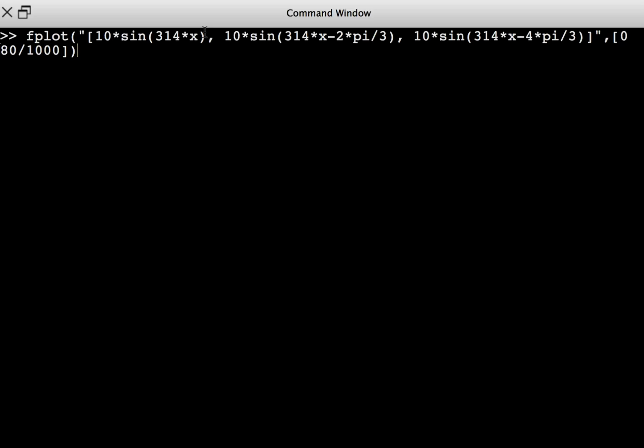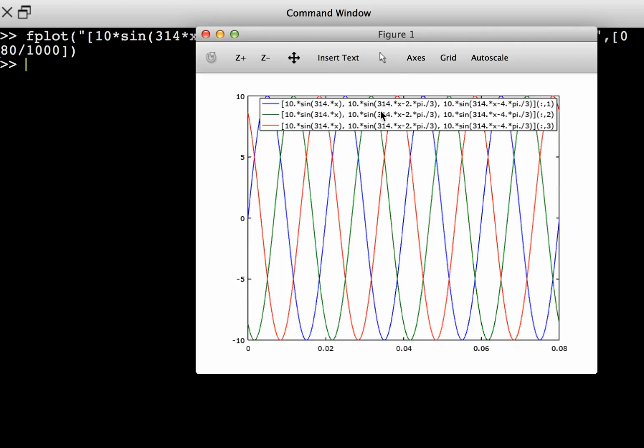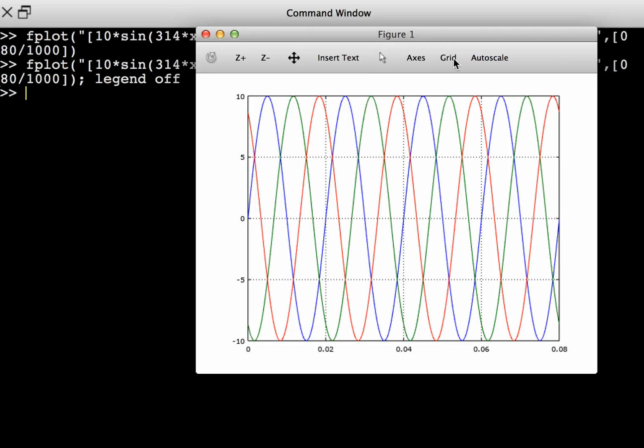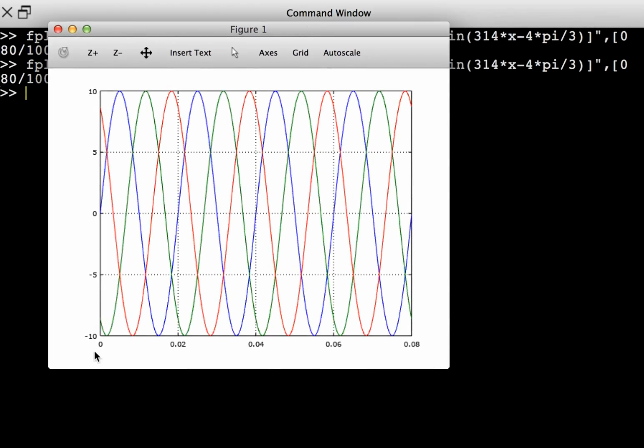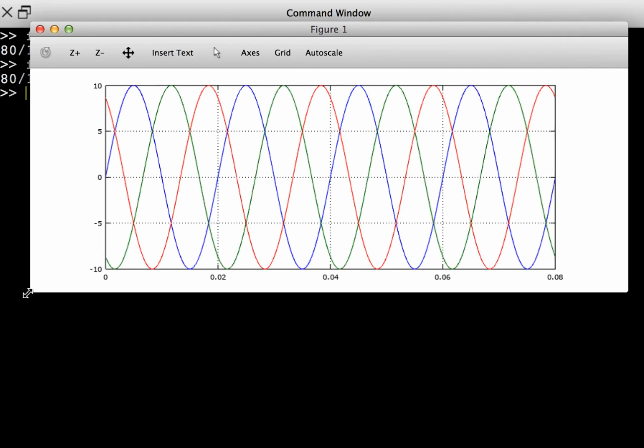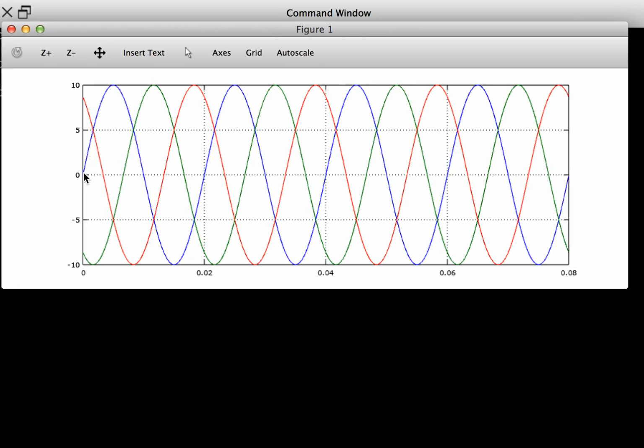So I am plotting three functions, and you can see that on the screen. This legend is somewhat distracting, so let me turn the legend off. Now what you can see on your screen is 0 seconds to 0.08 seconds, or 80 milliseconds. The first blue line that you are seeing is the A phase voltage. Then the B phase voltage starts after 120 degrees like this, and then the C phase voltage starts, which is in the red color. So this is a set of three phase voltages.